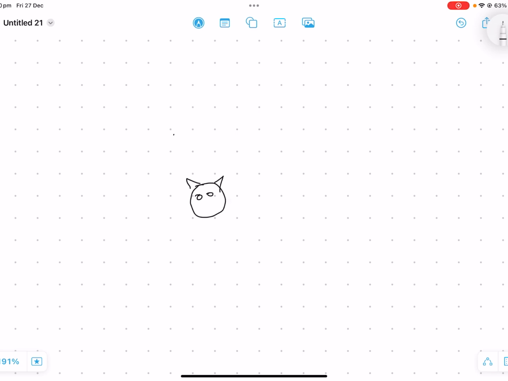Not a very good cat. Meow. Ha. He looks more like Pinocchio. Tail. Let's say just this cat, okay?